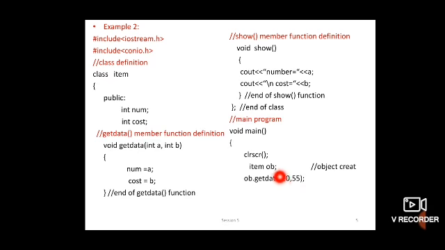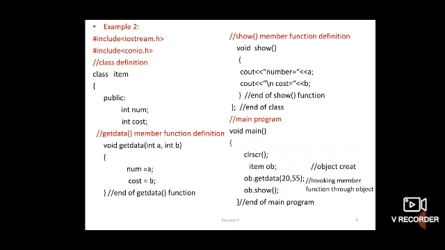What do you mean by actual argument? See here, why write only two numbers here? Because two variables are declared and the data type is integer. So depending upon the data type and how many variables are declared, that many arguments are passed in the main program. So ob.getData 20 and 55. Now next is ob.show, which calls or invokes the show function. These are the member functions, invoked through the object. Now end of main program.